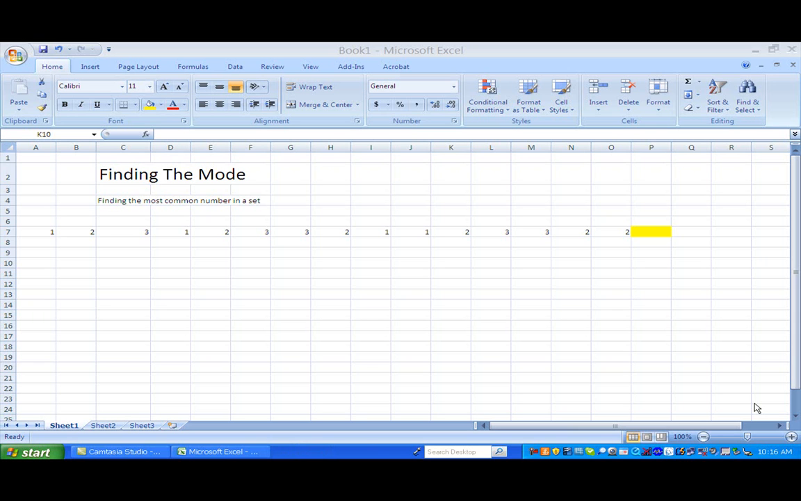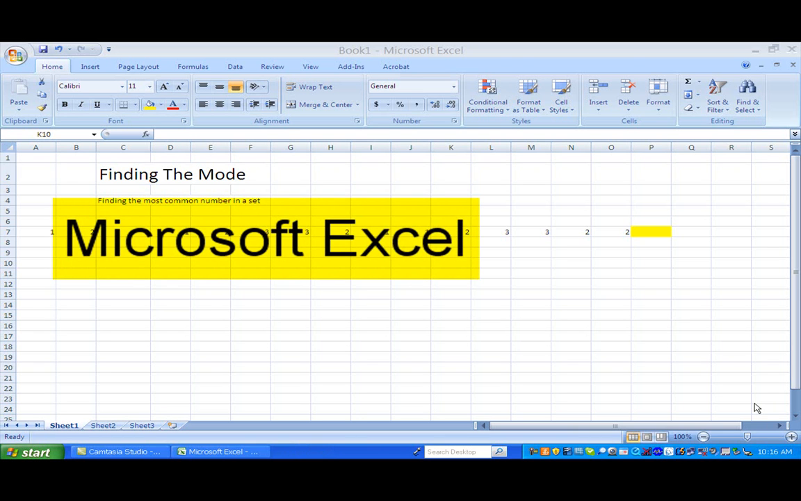Okay, here we are. For this lesson, we're going to use a computer to find the mode. Remember, the name of the program we're using is called Microsoft Excel. Excel is what they call a spreadsheet. Spreadsheets are made to use numbers.